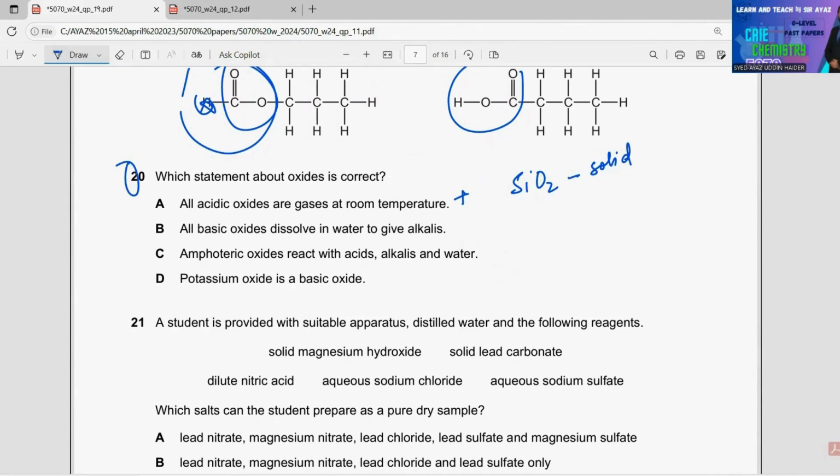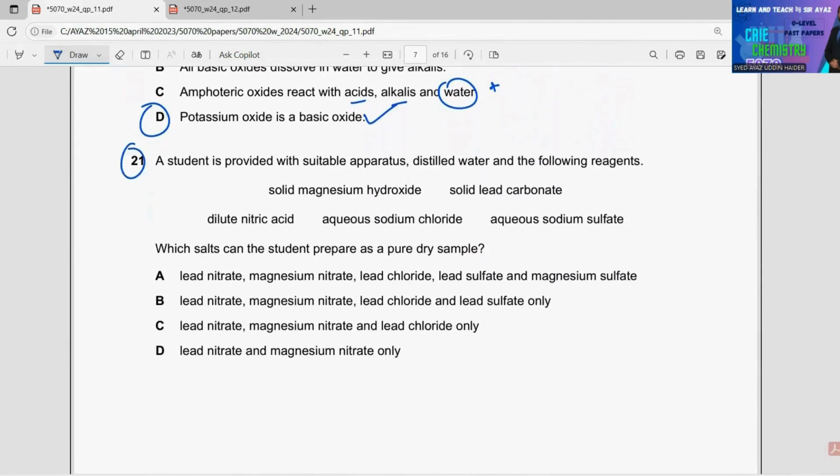B: All basic oxides dissolve in water to give alkali. This is also incorrect. There are some oxides which are not soluble in water to give alkalis. C: Amphoteric oxides react with acids, alkalis, and water. No, amphoteric oxides react with acids and alkalis. They are not reacting with water. So this is incorrect. So obviously D must be the right statement. Potassium oxide is a basic oxide. This is right.